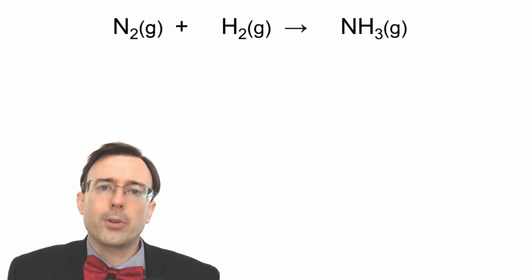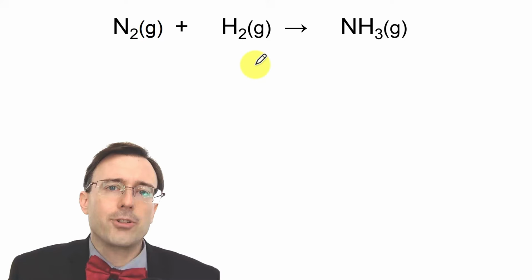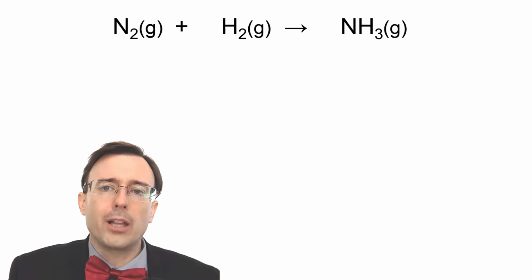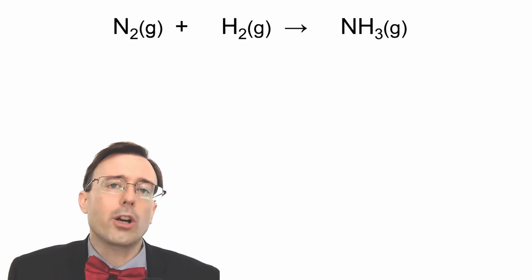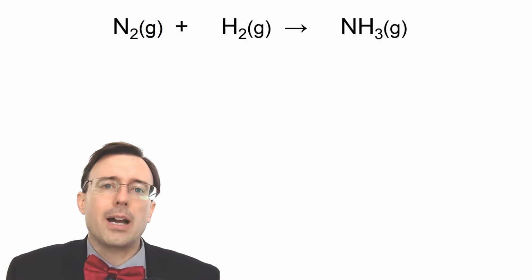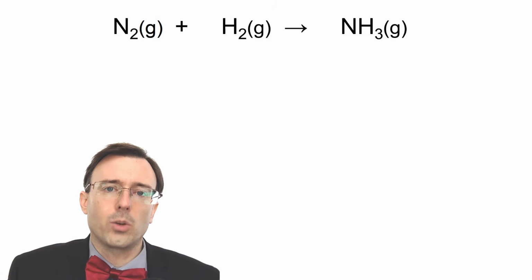Now, there's a couple different ways that we could balance this. First of all, notice that for nitrogen, here there's 2 nitrogens, and here there's 1 nitrogen, and for hydrogen, here there's 2 hydrogens, and here there's 3 hydrogens, so both elements are not balanced. You could start with either one. You could first balance the nitrogen, and then balance the hydrogen, but I'd rather start with hydrogen in this case just because I want to show you how this is going to work.